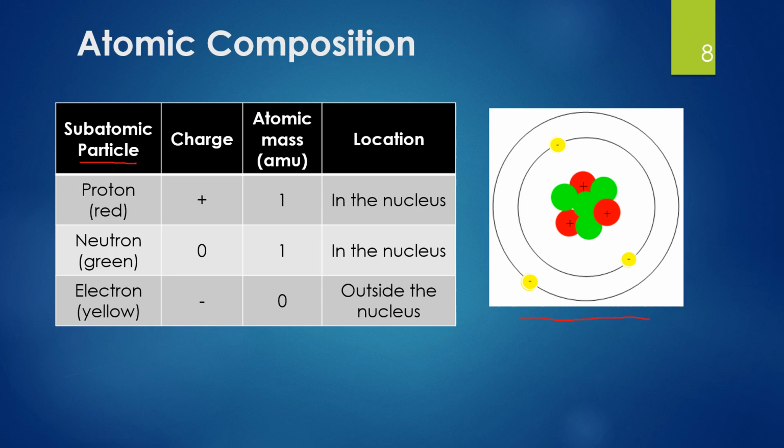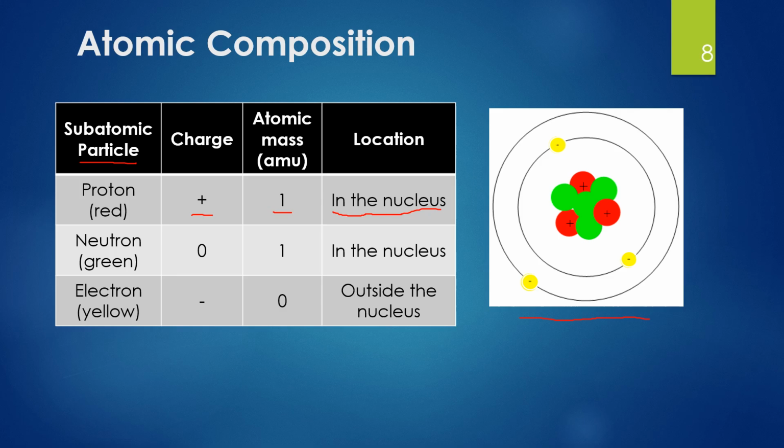So what do you need to know about protons, neutrons, and electrons? You need to know their charge, their atomic mass, or approximate atomic mass, and also their location within an atom. Let's look at protons first. Protons have a positive charge. They are represented by the red spheres in the picture off to the right. For the mass of protons, their atomic mass units is approximately 1. And they are located, as you can see from the picture, in the center of the atom, which we call the nucleus.